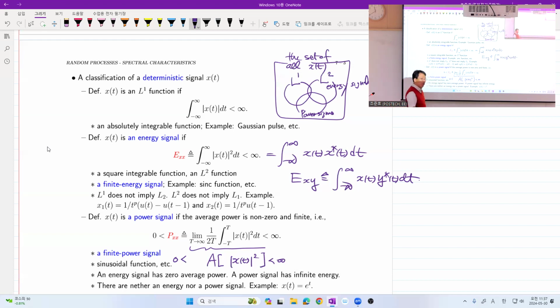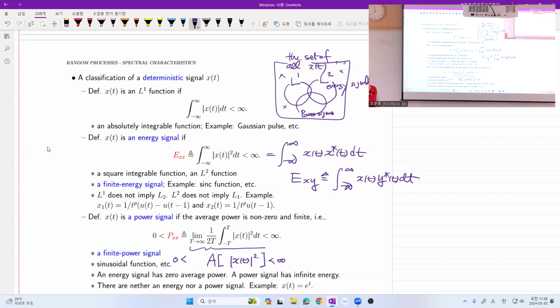But interestingly, there is a signal with infinite energy and infinite power. For example, e to the t. If you just calculate the absolute value and integrate, it blows up. If you square, it blows up. If you square and divide by 2t, your denominator linearly increases, but your numerator exponentially increases. So it has infinite power. So there are many signals outside, right?